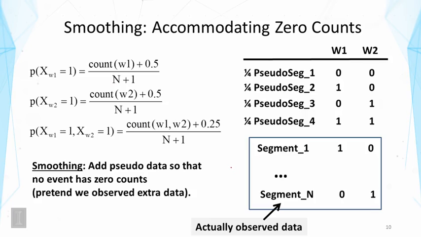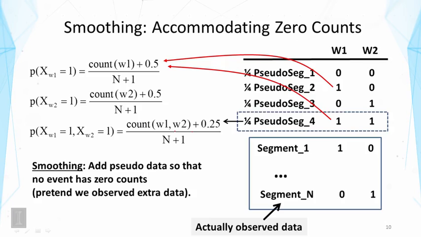More specifically, you can see the 0.5 here actually comes from the 2 ones in the 2 pseudo segments. Because each is weighted 1/4, we add them up, we get 0.5. Similarly, this 0.05 comes from 1 single pseudo segment that indicates the 2 words occurred together. And of course, in the denominator, we add the total number of pseudo segments that we added. In this case, we added 4 pseudo segments. Each is weighted 1/4, so the sum is actually 1. That's why in the denominator, you see a 1 there.